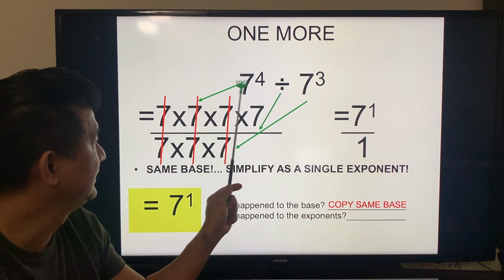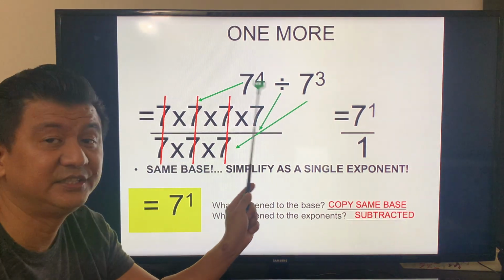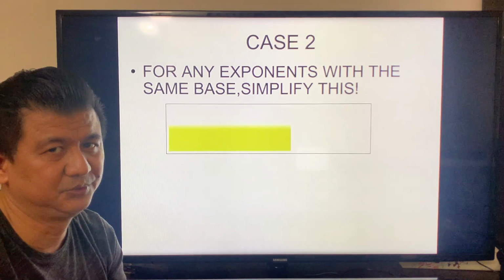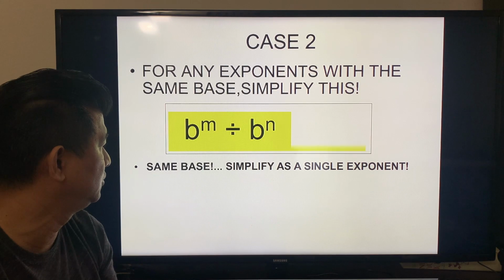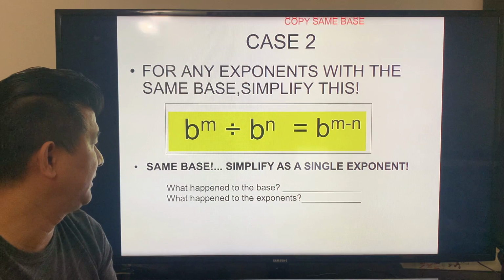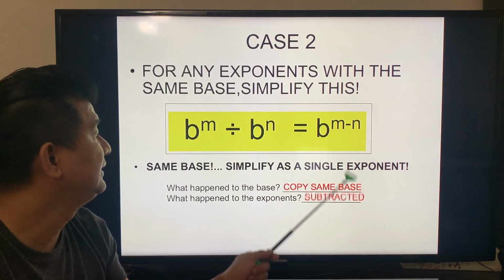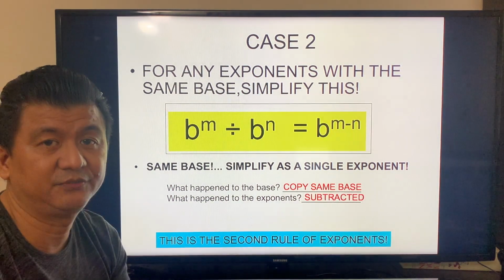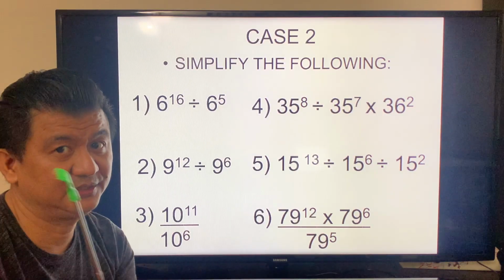Okay. So again, what did we do? Copy the same base. And then the exponent, you simply subtract them now. That works for division. Okay, so let's generalize that rule. So we said b to the m divided by b to the n is equal to what? We said b to the m minus the n. Okay, remember, for the base, we copy them. And for the exponents, we subtract them. Okay, so this is the second rule of exponents. It only works for division. Remember, that's division.